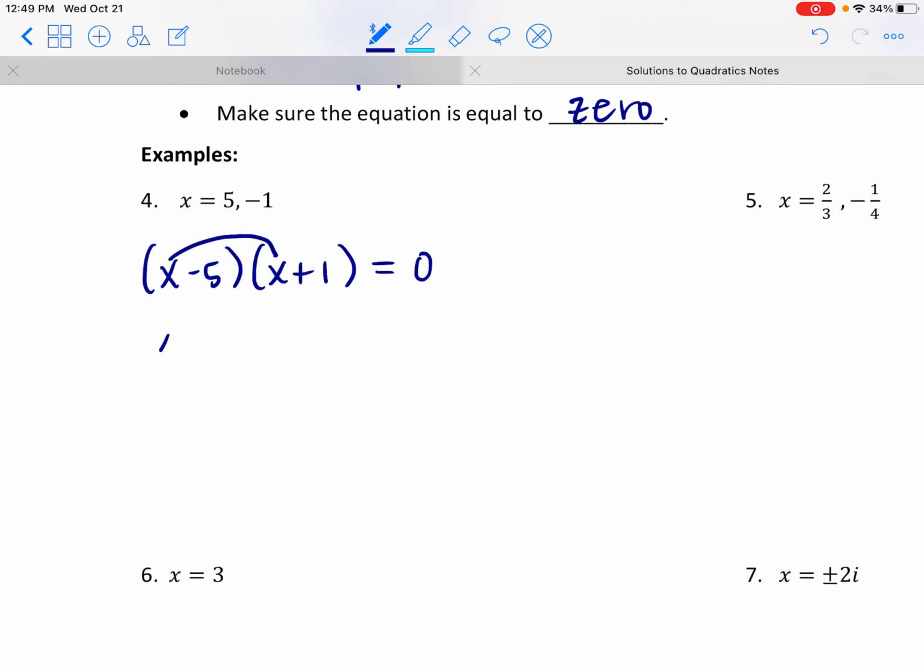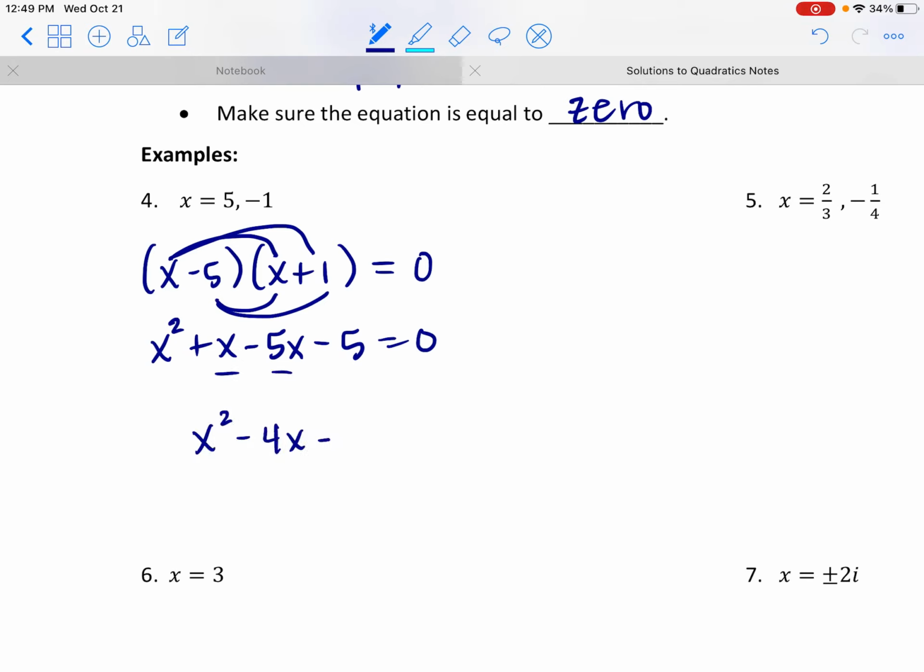So x times x is x squared, x times 1 is 1x. Here we get a -5x, and then -5 times 1 is -5. And then combining those like terms, x squared minus 4x minus 5 equals 0 is our standard form. So again, just for future reference, this is the factored form. And this is the standard form.